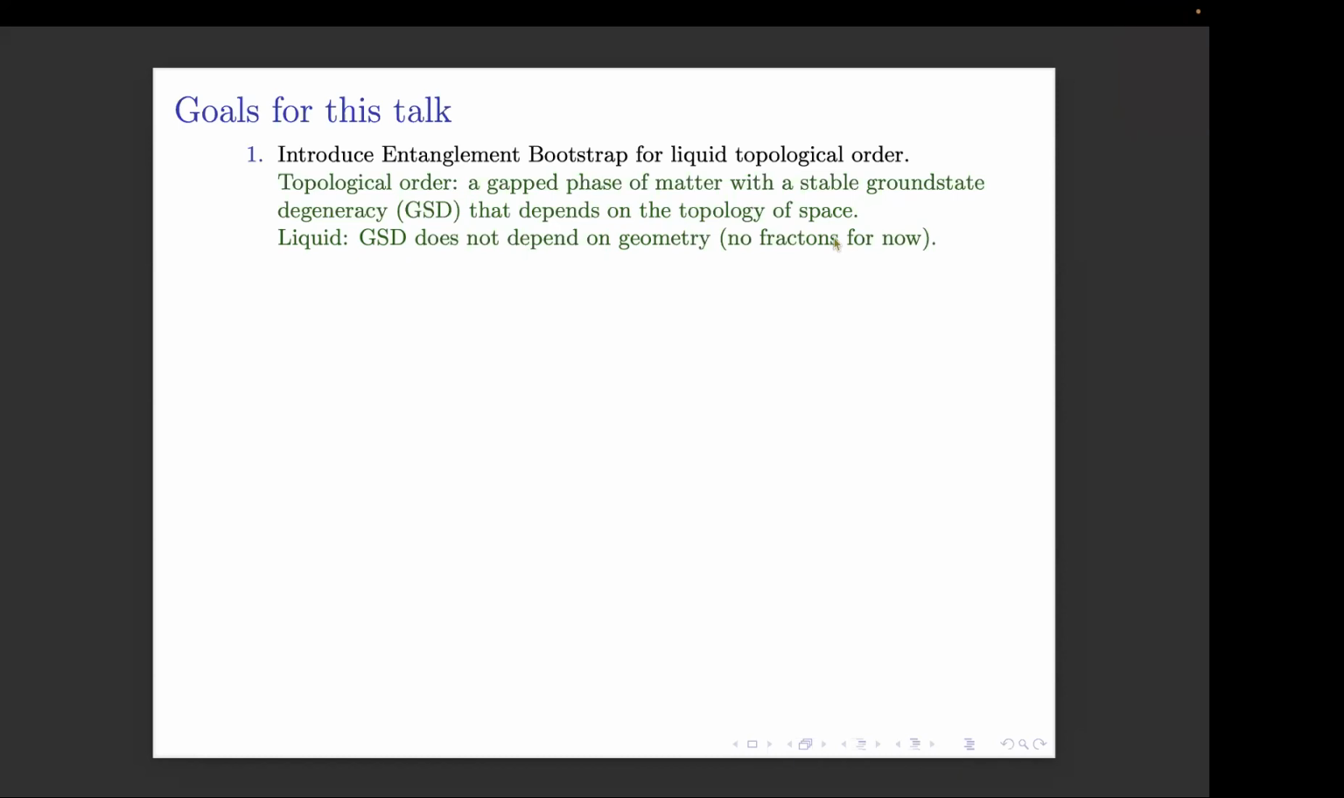Yes, please. I have a very silly, naive question. Why do we expect that one should be able to extract so much information from a single state? That doesn't seem to make sense.